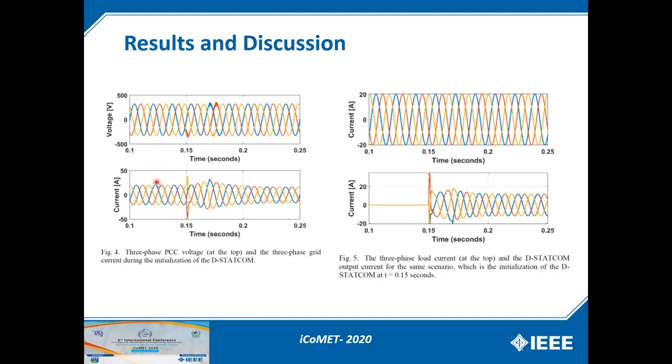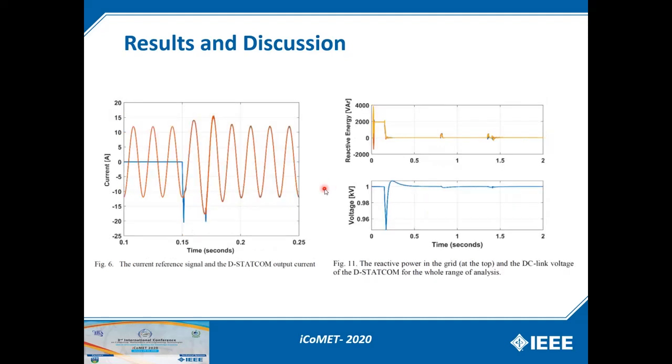If you consider here the blue line, they were out of phase, and later they will become in phase because the reactive power is being compensated. Here again, we have the three-phase load current, which is linear, and here we have the D-STATCOM current at the same scenario, initialization. So we have some spikes, but later after some cycles, steady state is reached, and we see that the compensation of the reactive power is being obtained.